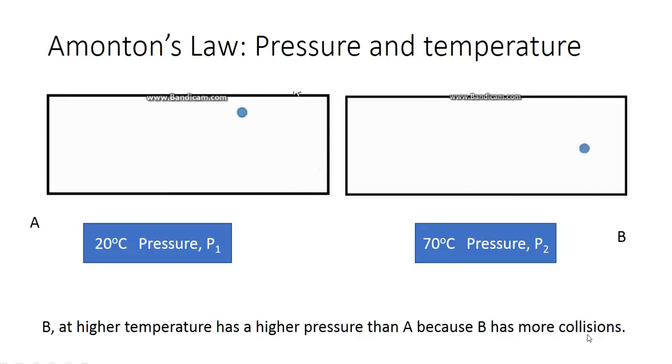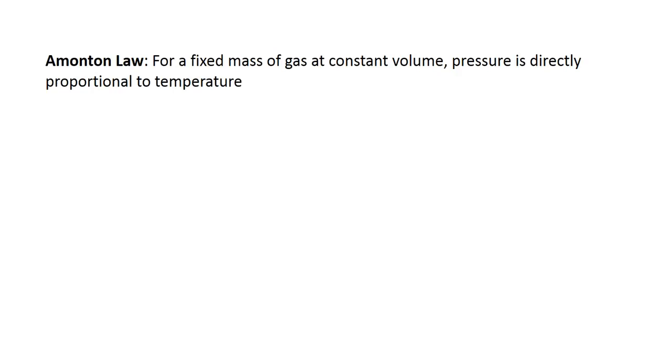We can say that B, which is at higher temperature, has a higher pressure than A because B has more collisions. In terms of a statement, Amonton's law says that for a fixed mass of gas at constant volume, pressure is directly proportional to temperature. Mathematically, P is proportional to T, or P is equal to KT, or P1 over T1 is equal to P2 over T2.